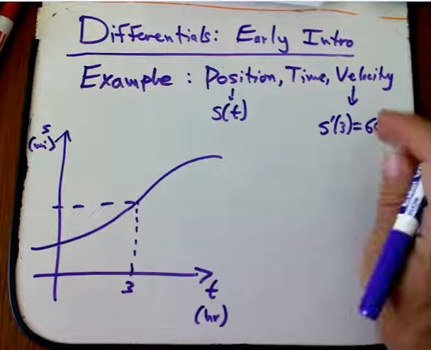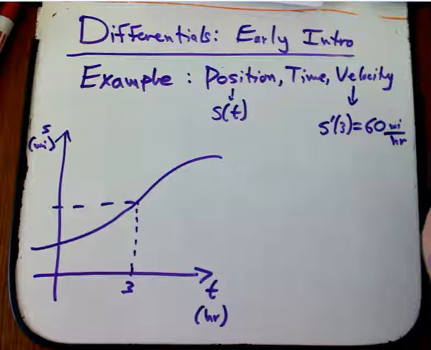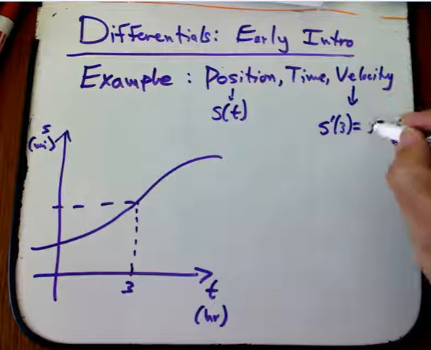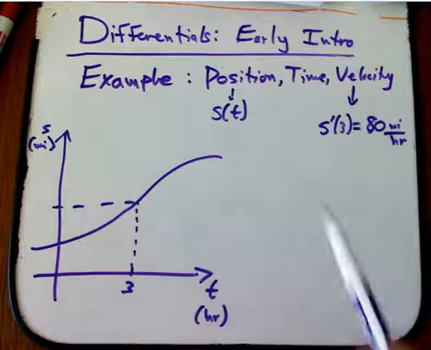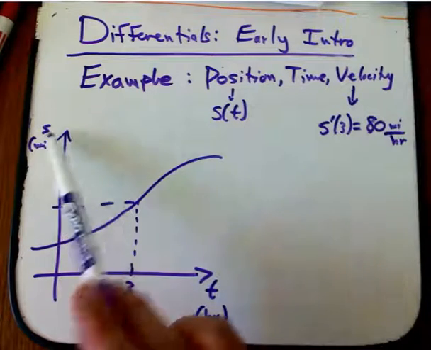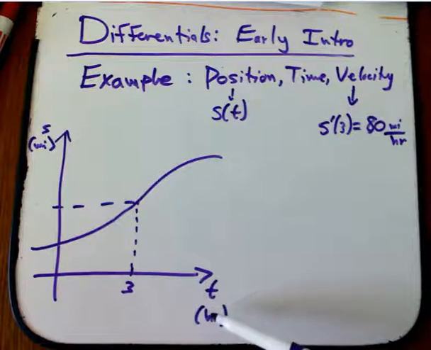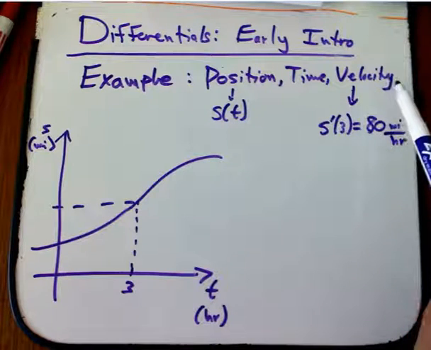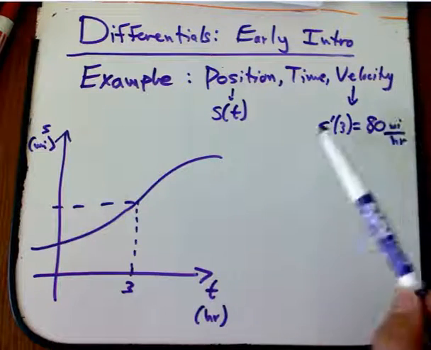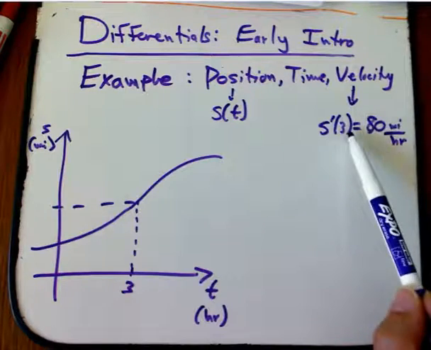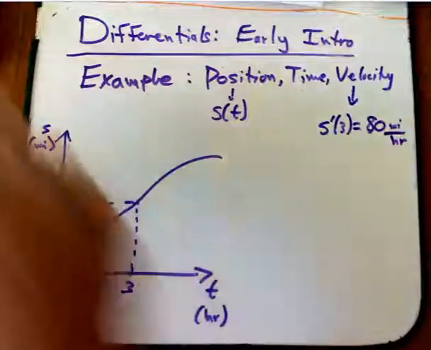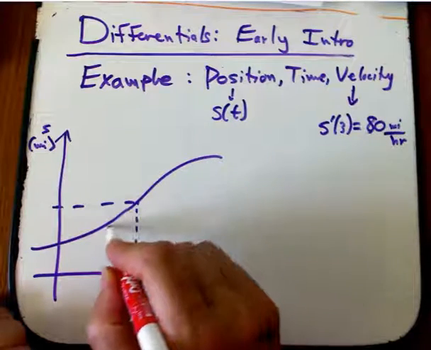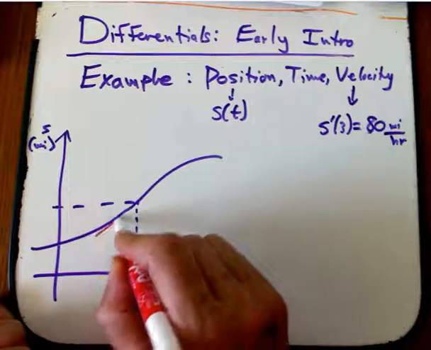So let's suppose that, actually, I think I chose 80 miles an hour in my notes. Okay. Let's suppose we have position s in miles as a function of time t in hours. So s is a function of t, and the velocity, well, that's the derivative of position, and we could write that as s prime of 3 equals 80 miles per hour. So once again, we're just getting a tangent line slope.